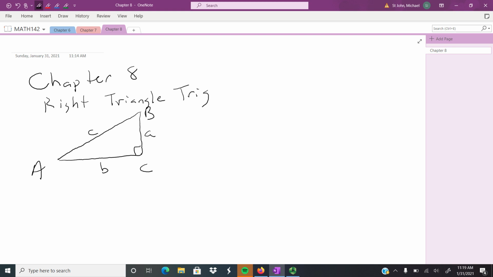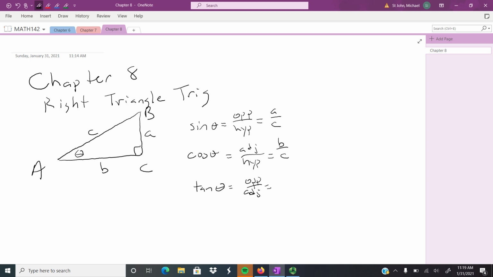So then in terms of our trig functions, sine theta, which is opposite over hypotenuse, which in this case will be A over C. Cosine is adjacent over hypotenuse, which will be B over C. So let me put my theta in here. All right. And then tangent, which is opposite over adjacent, which is going to be A over B.